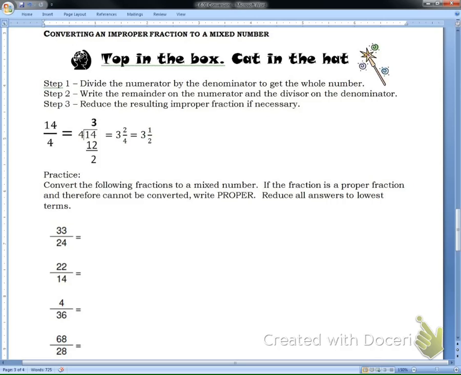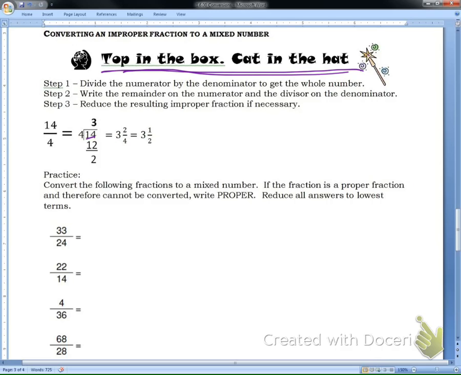Here we have our numerator of 14. Notice it's put in the box of the division box. So there's a way to remember this. I call it the magic spell of changing an improper fraction to a mixed number. The magic spell is top in the box, cat in the hat. It's just a simple, silly rhyme to help you remember the steps of converting an improper fraction to a mixed number.